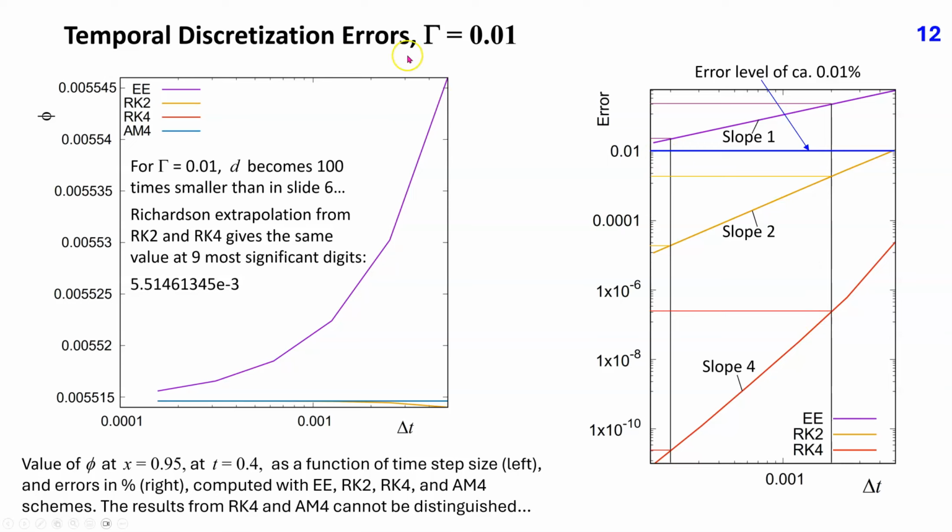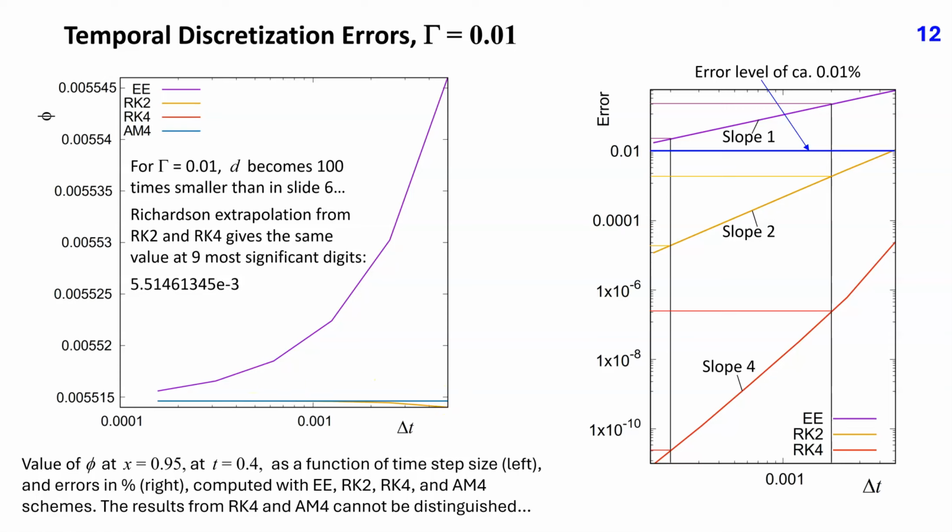This figure shows the value of phi at x equals 0.5 and t equals 0.4 as a function of time step size, computed with explicit Euler, second-order Runge-Kutta, fourth-order Runge-Kutta, and fourth-order Adams-Moulton schemes. The results from the two fourth-order schemes cannot be distinguished in this plot.